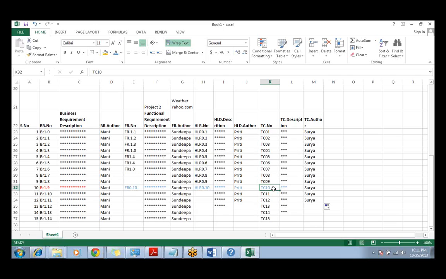So the point here is, when you are looking at test case 10, what will test case 10 say, okay? Test case 10 will be the actual functionality. Let's make one real example, okay? Let's point it here, okay?